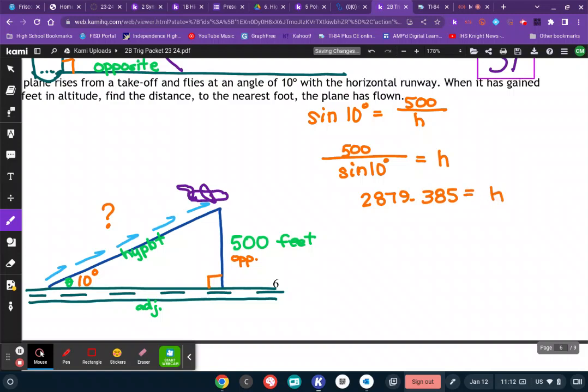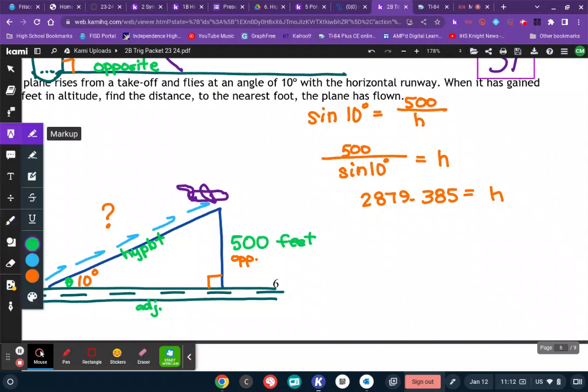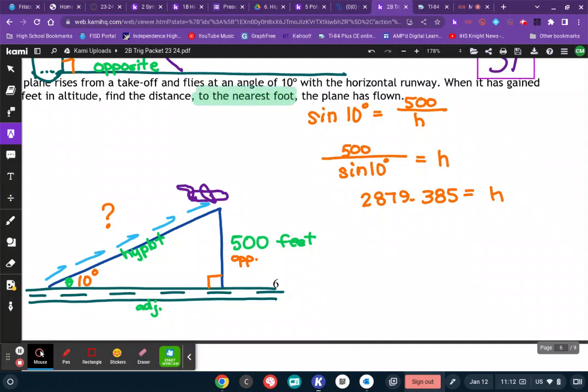So I go to my calculator, I find the value I'm looking for, and before I put a box around my answer, before I say that I'm done, I go back and double check what it's asking me to find. Always do that with word problems, and then check to see if you have to include units of any sort. This one says to the nearest foot.